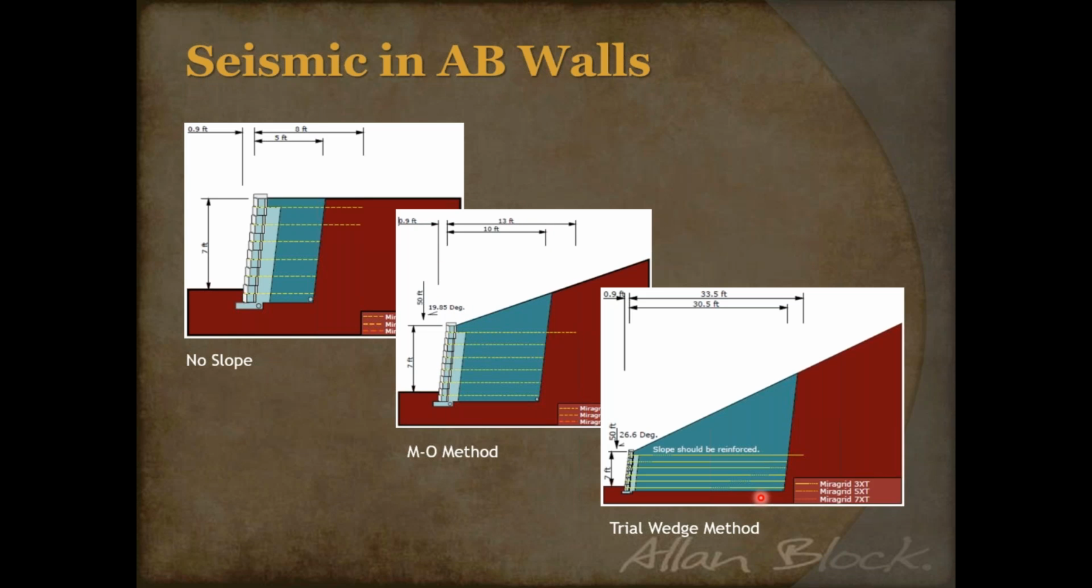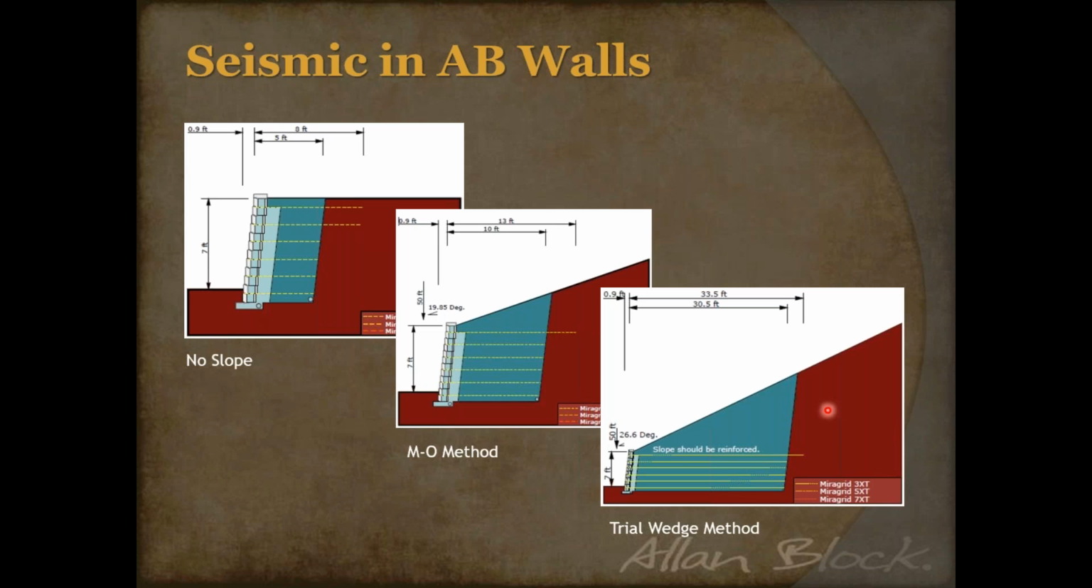Look at trial wedge. Okay, still same height here, but I would need 30.5 foot of grid to satisfy that earth pressure that's coming not only from the soil, but also that massive dynamic load. Think about how much weight that is and how much pressure that's putting on that wall. And this, to me, is the secret behind segmental retaining walls and seismic design.